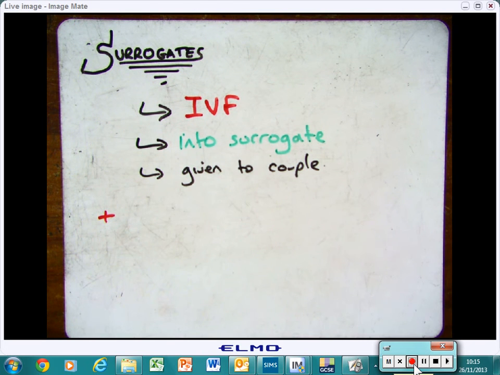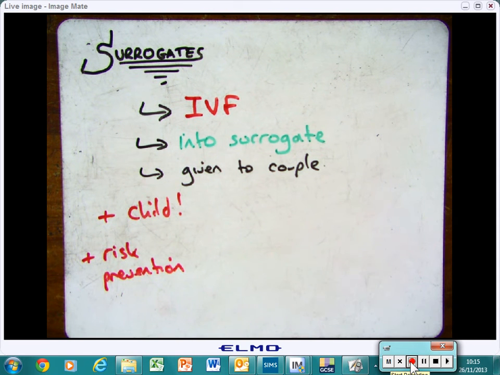So once again, the positives are it allows those parents that can't conceive to have a child. And if it was too risky, so for example, if the mother could suffer from having that child, from giving birth, lots of conditions can do that, or if they had a genetic disease and they didn't want the blood to mix with the child, they could do it that way.